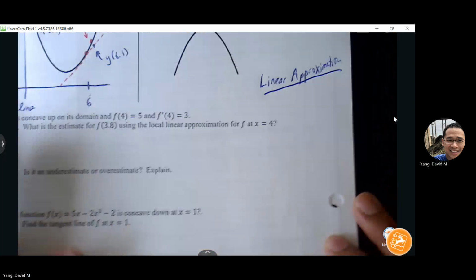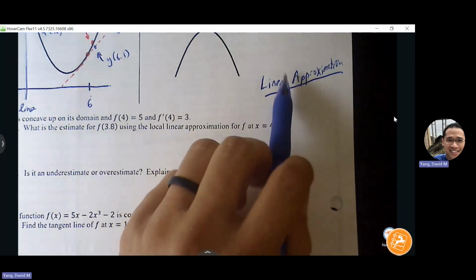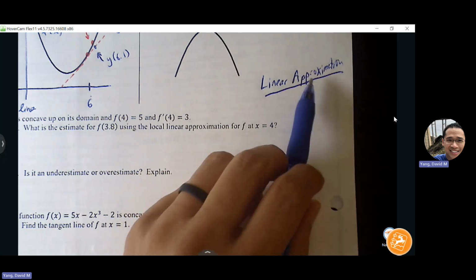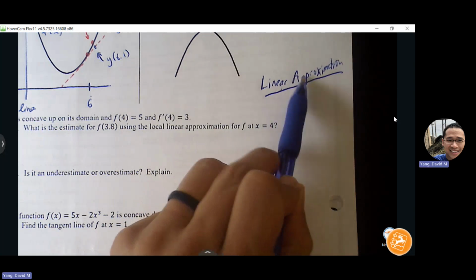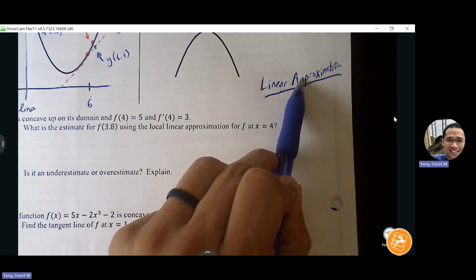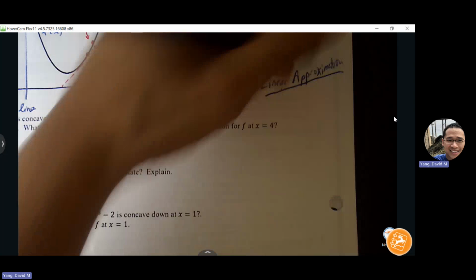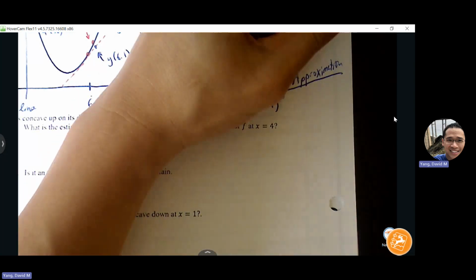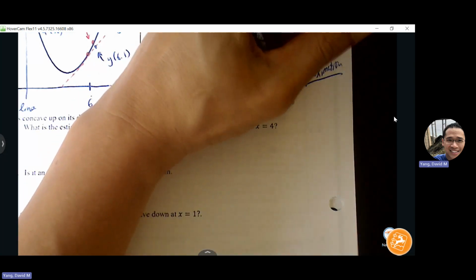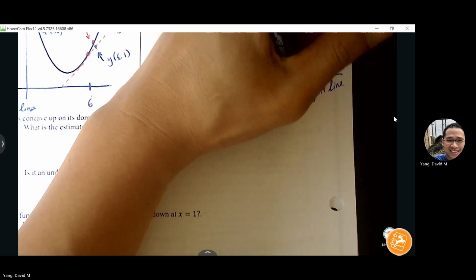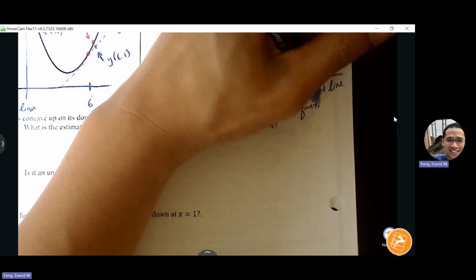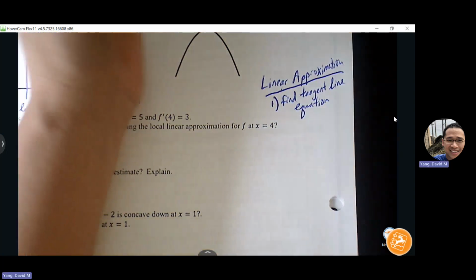The name of this concept is basically describing everything that we're going to be doing. We're going to find a line, and we're going to use the line to approximate a value on the curve, and it's usually a decimal value. So your steps for linear approximation: first, you're just going to find your tangent line equation. Okay, we know how to do that. Find your ordered pair, find your slope, point slope form.